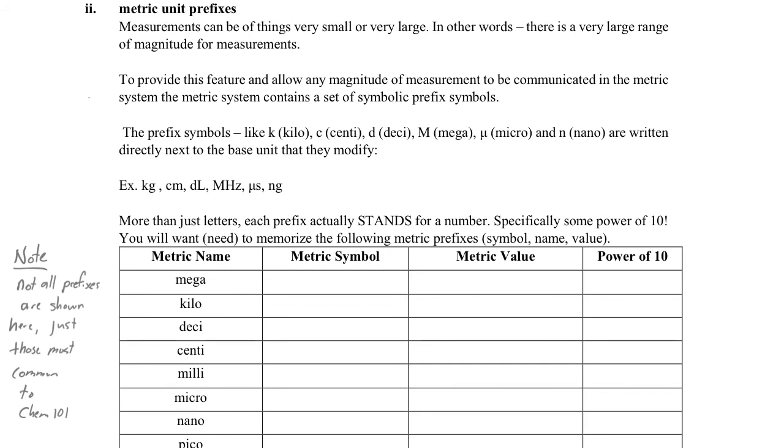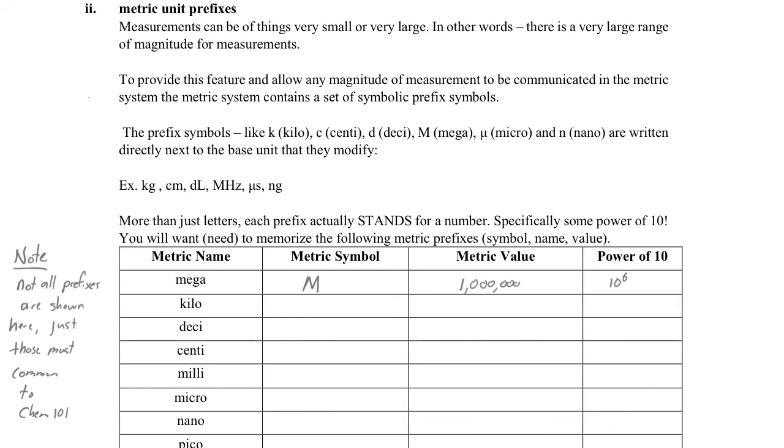The first metric name that we're going to learn the symbol for is the name mega. You might be familiar with this metric prefix if you've used computers. For example, you've probably heard about megabytes. The metric symbol for mega is the capital letter M, and this capital letter M stands for the metric value 1 million, which is 10 to the power of 6. Now, if you've heard about megabytes, you may have also heard about kilobytes.